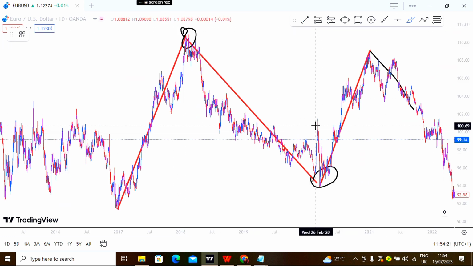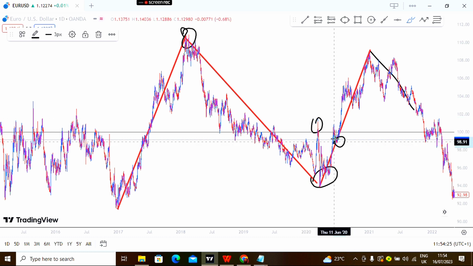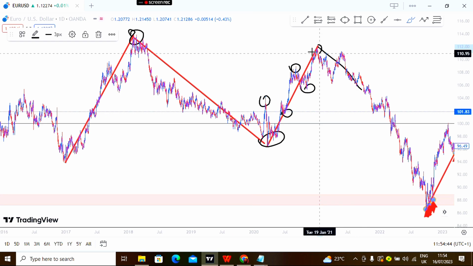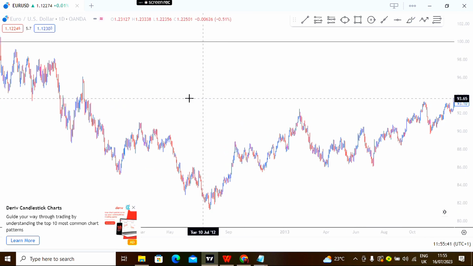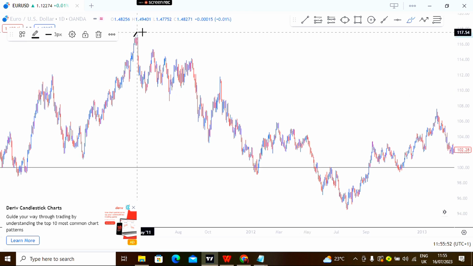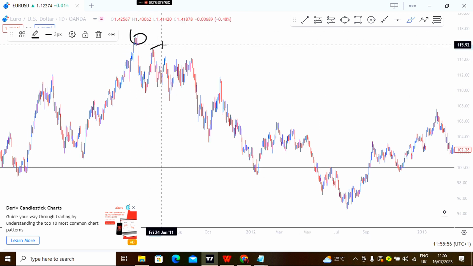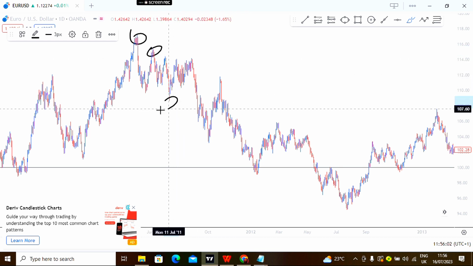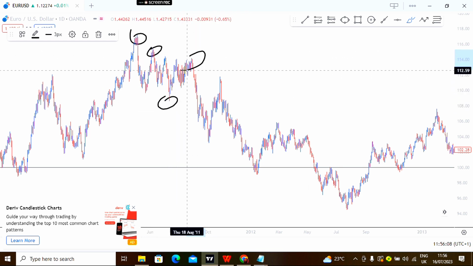These small levels you see are called swings. This is a swing and this is a swing. And this is a swing. Do you comprehend? Let's identify more swing levels. This is a swing level and this is a swing level. There are several swing levels. This is a swing level and this is also a swing level.